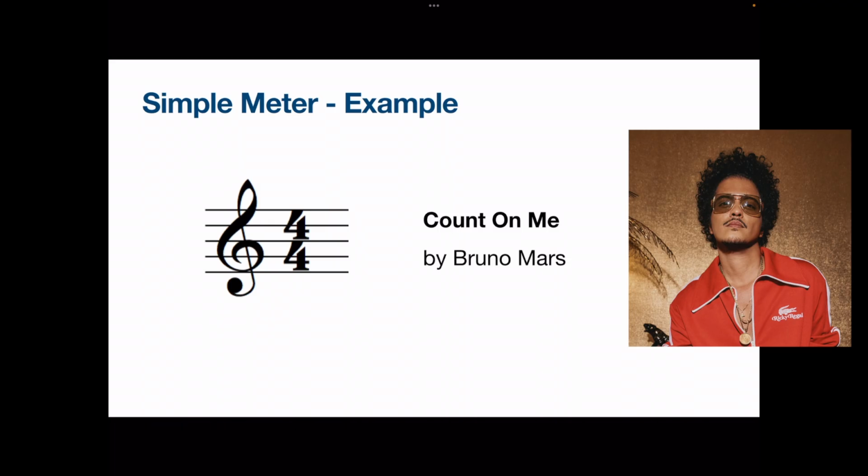So one of the examples for simple meter is going to be Count on Me by Bruno Mars. Just to avoid getting flagged for copyright issues, I tried to record a very short excerpt of Count on Me by myself. So let's hear the example.